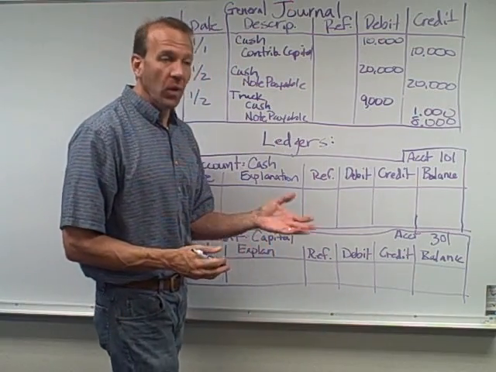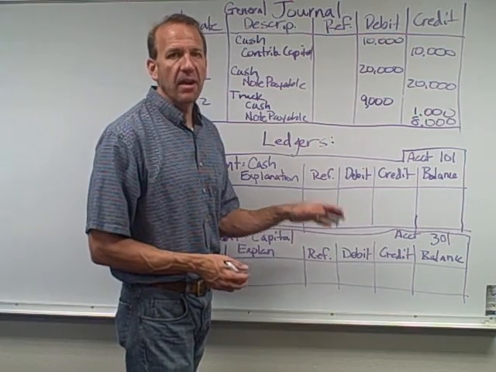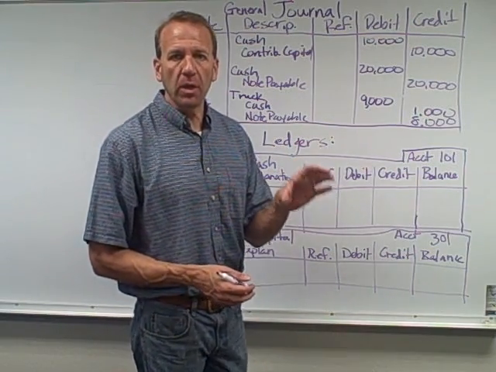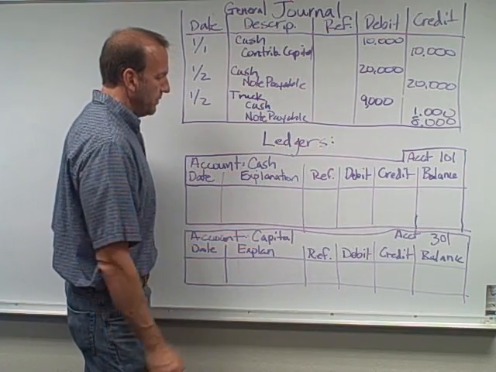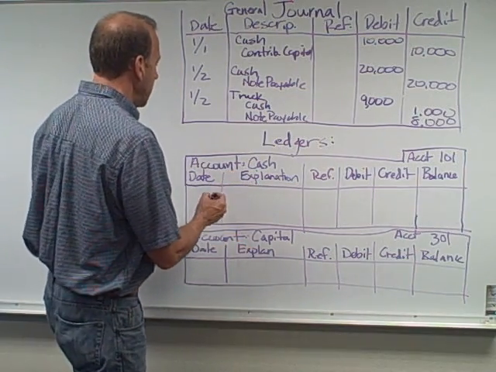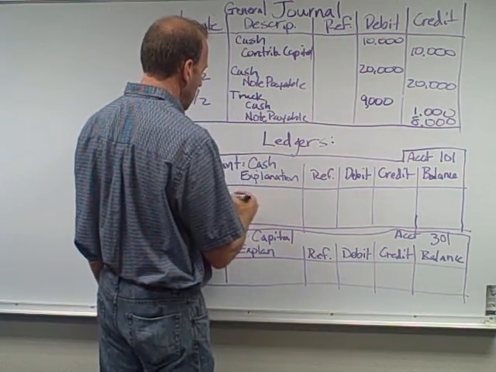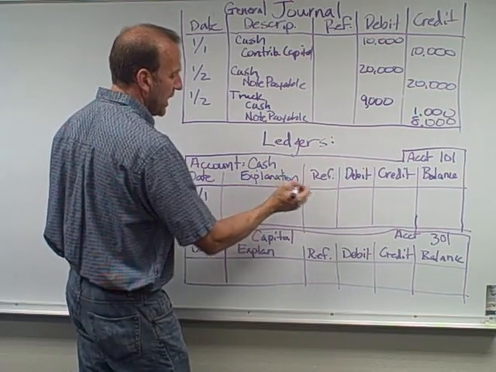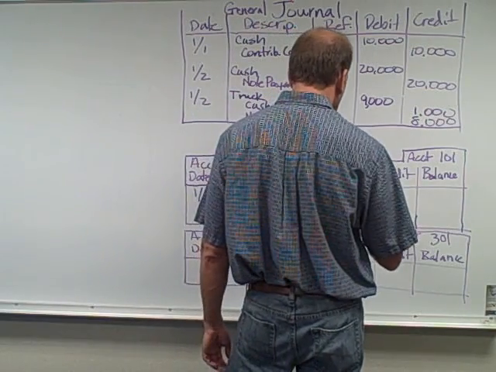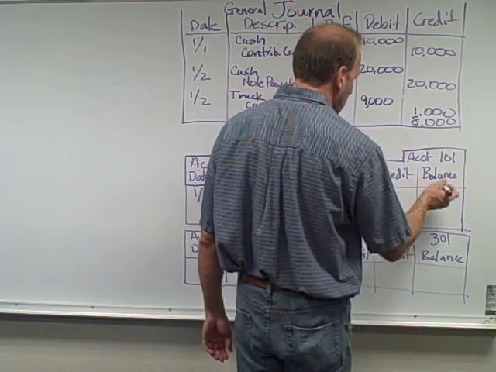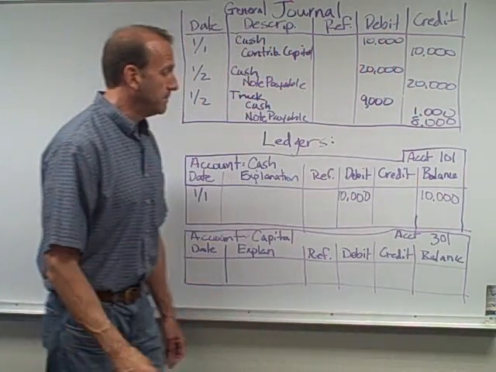Okay? What you really would want is a ledger, because the ledger tracks the balance of each account. Every account has its own ledger. So I have here, like I told you earlier, the cash ledger and the capital ledger. So the cash ledger, we're going to put a date here. On January 1st, we had cash going up 10,000. So you could write in here cash going up. A lot of times people just leave it blank and they just put the balance in here. So it would be 10,000 here. And our running balance for cash is 10,000 at this point.